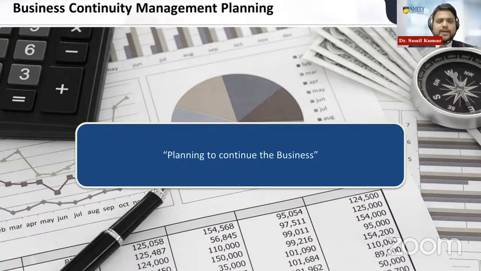So what we require with this continuity planning is structured common sense, to continue my business even after a difficult scenario, even after any kind of disruption which comes in, maybe small, maybe large, maybe of medium scale.